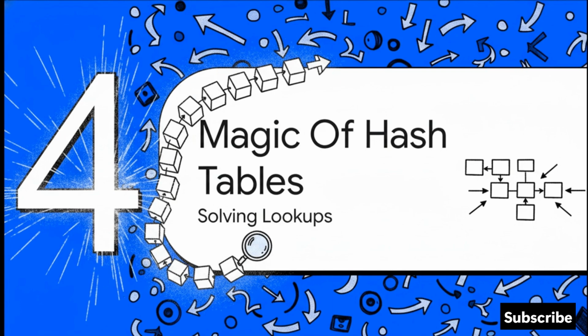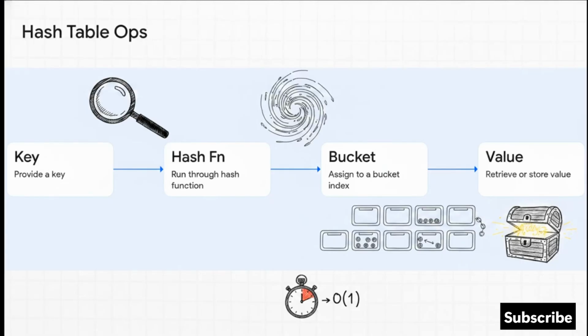Section 4. The magic of hash tables, solving the lookup bottleneck. So how do we get around that search bottleneck? We need a totally different paradigm, and that brings us to the hash table, which stores key-value pairs. Here's the flow. Step 1, you provide a key, let's say the string name. Step 2, you run that key through a mathematical hash function.